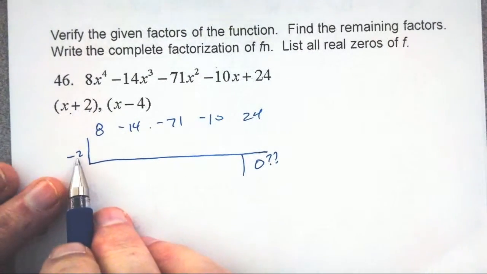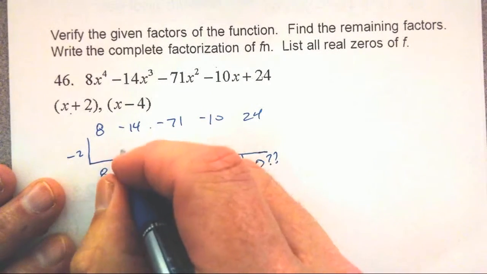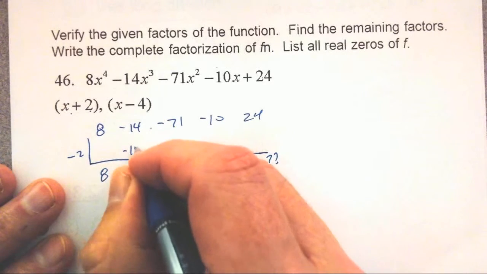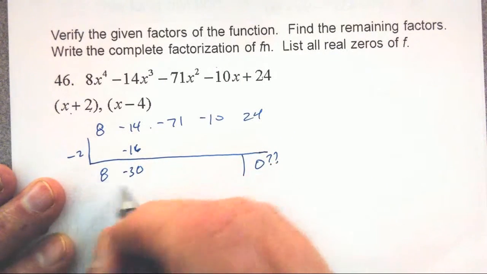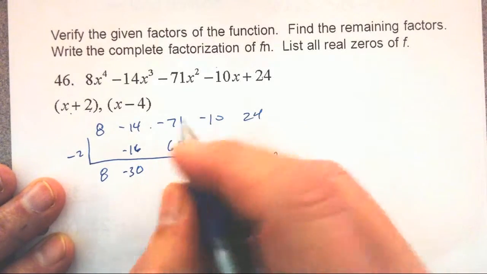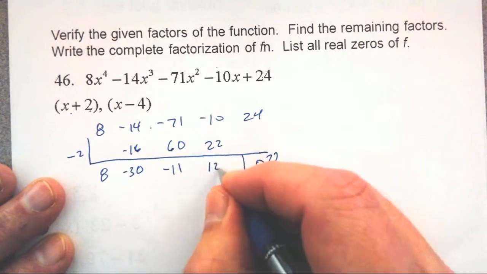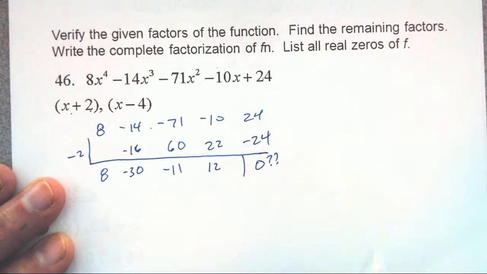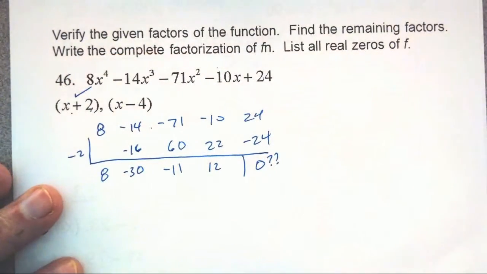So I'm going to synthetically divide negative 2. Let's see. I get 8, and I get times negative 2, negative 16. Add them. Negative 30. Multiply. I get positive 60. Add them. Negative 11. Multiply. 22. Add them. 12. Multiply. Negative 24. Yay. So x plus 2 is verified.